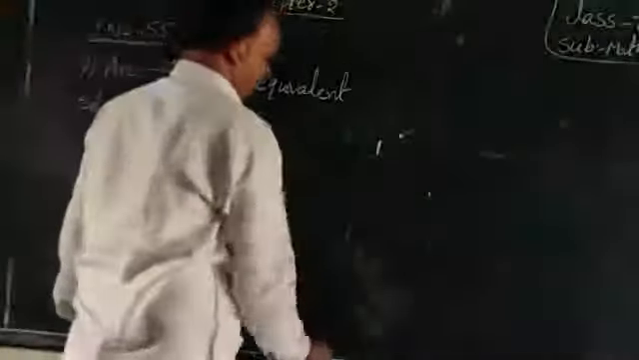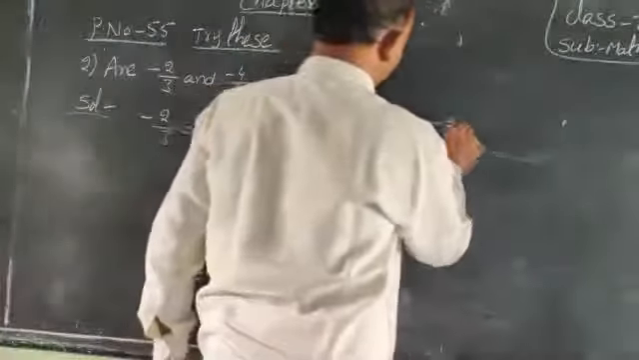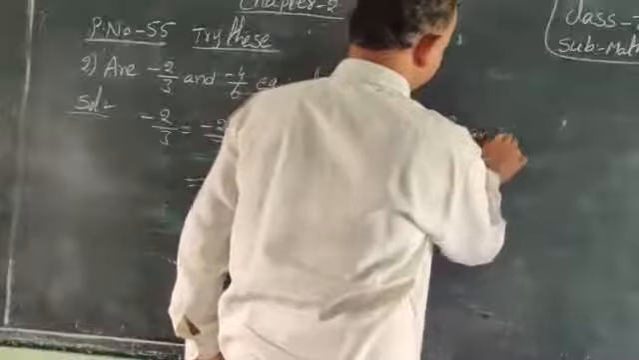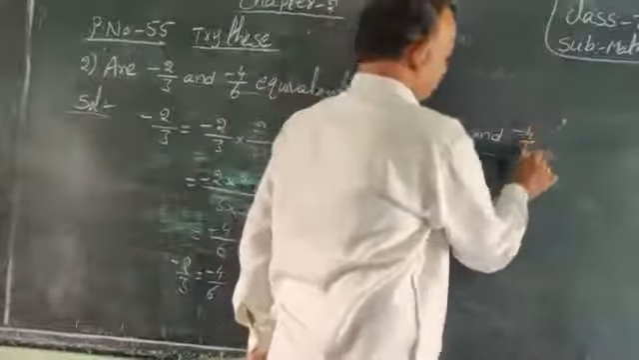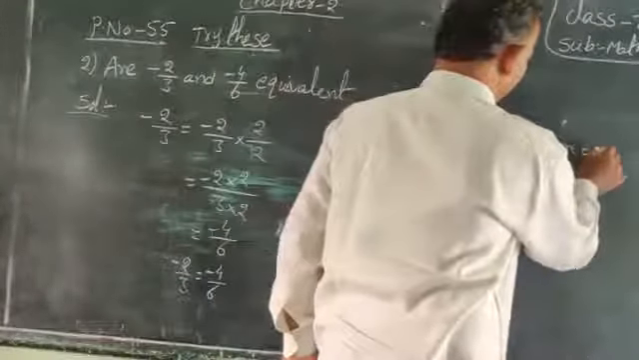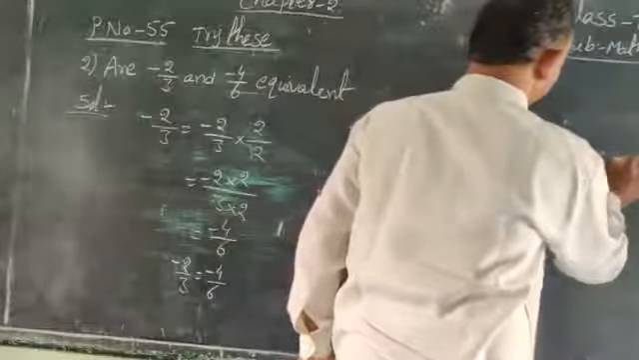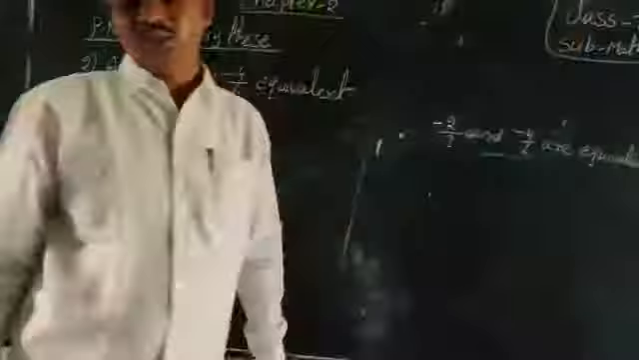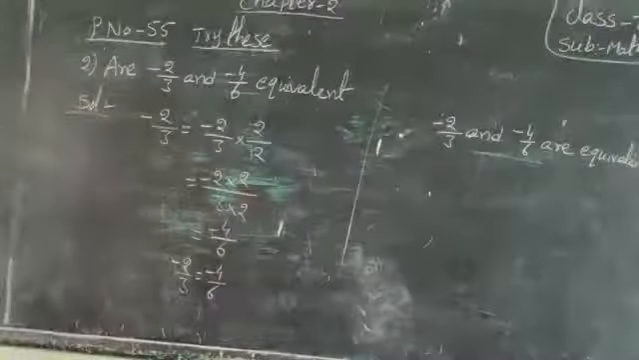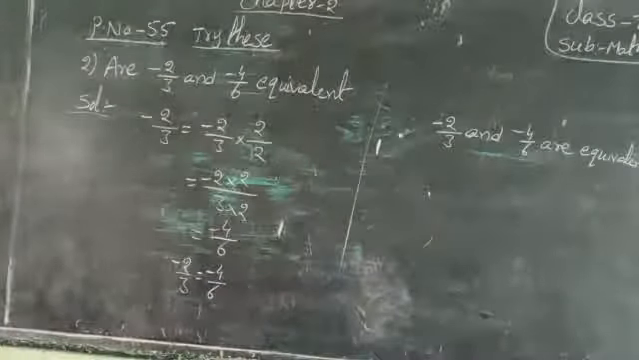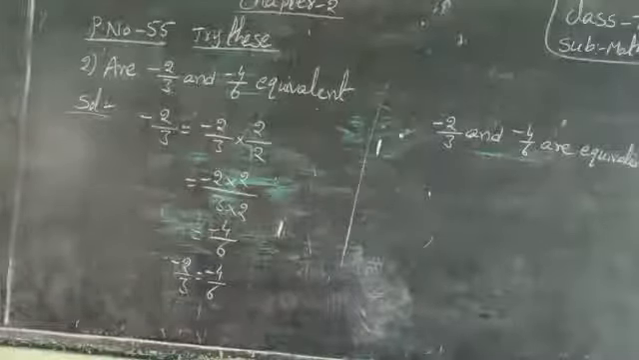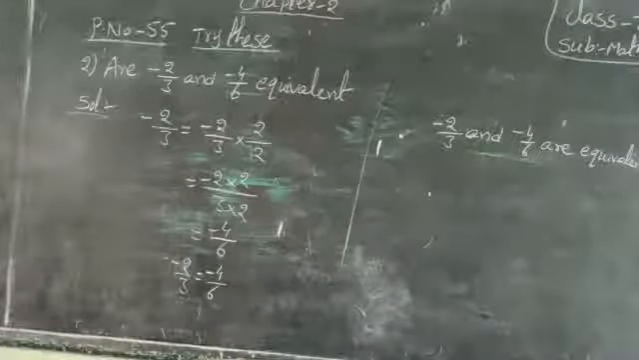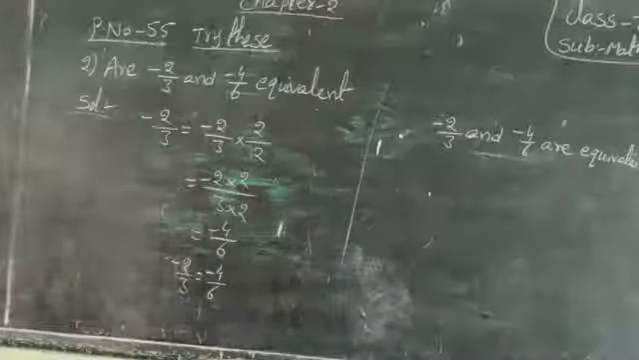And next line. Therefore, -2/3 and -4/6 are equal. Next, page number 56, do this.